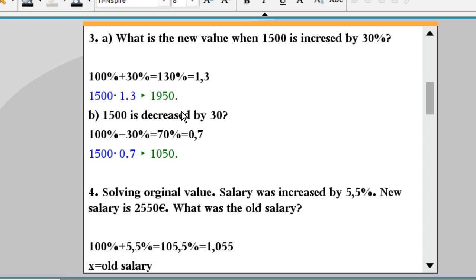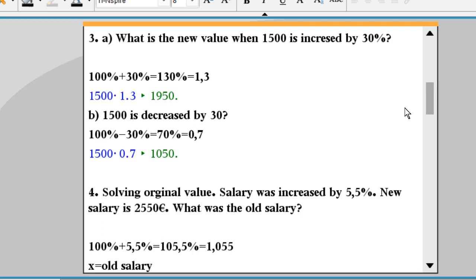Same thing when it is decreased, we just calculate the multiplier. 100% minus 30%, we get 0.7, and again we can calculate the new value with one calculation like that. And like I said, this is the best way of doing that, because we need this type of method later. So that's a really typical type of question.